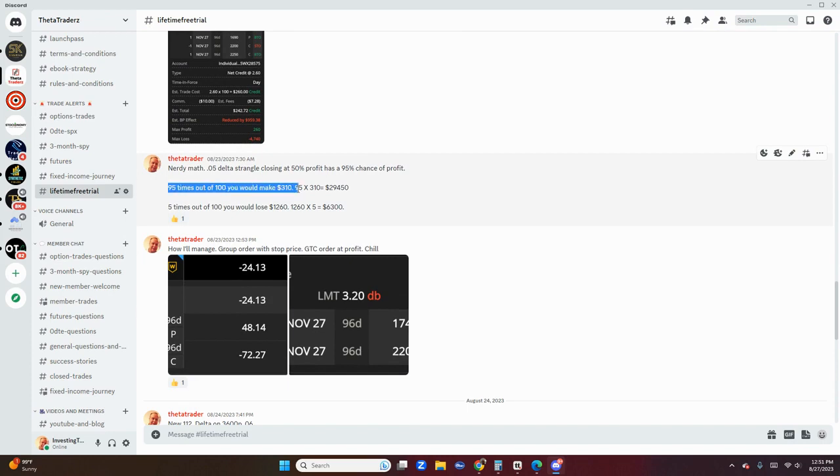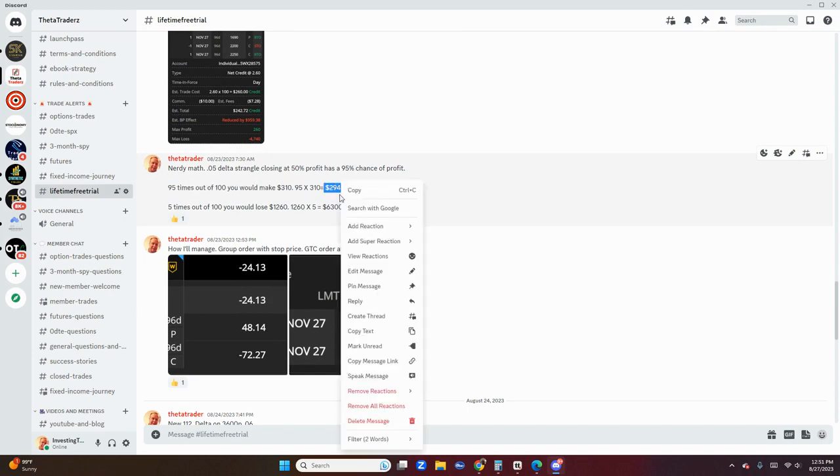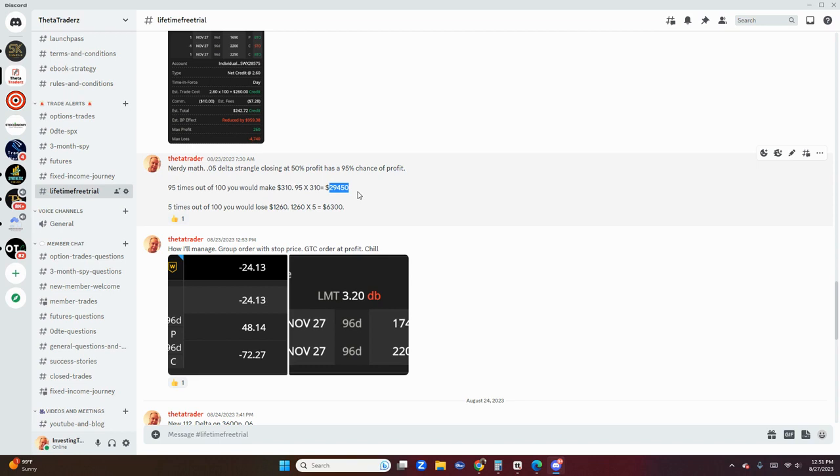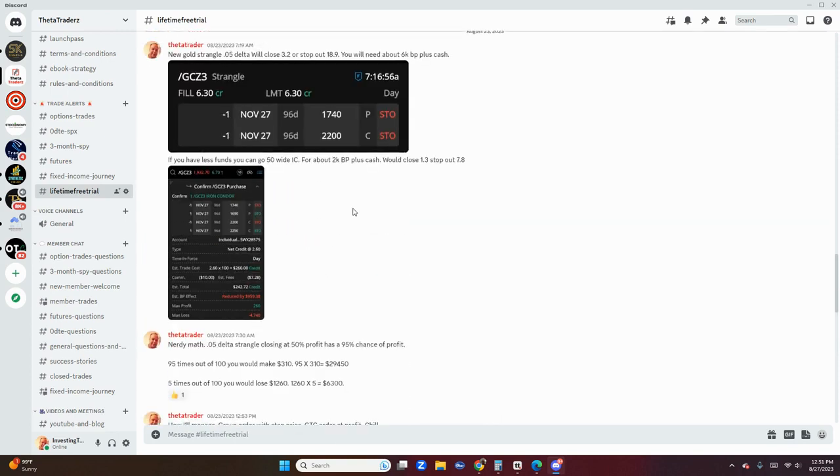If we did this trade 100 times and you make 310 each time, you have about $29,000 in the wins. The 5 times or so you stop out, you would lose 1260 times 5 or 6300. So if you take the difference of these, it does show a good positive expectancy.